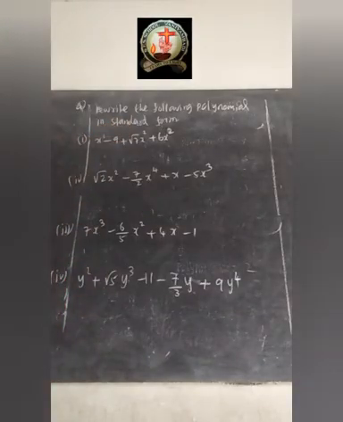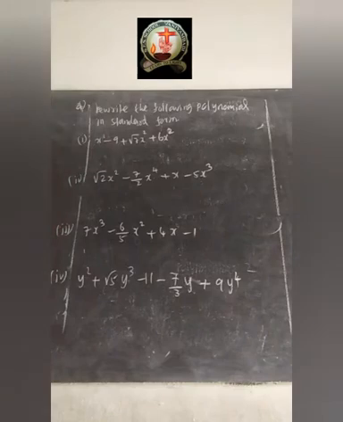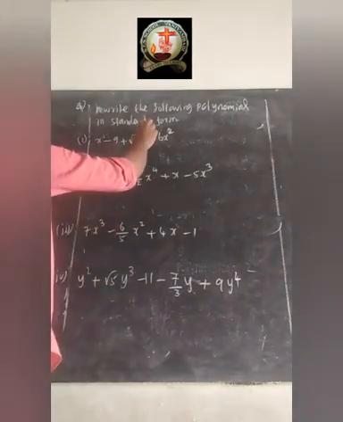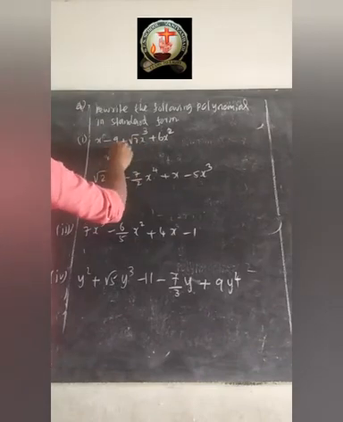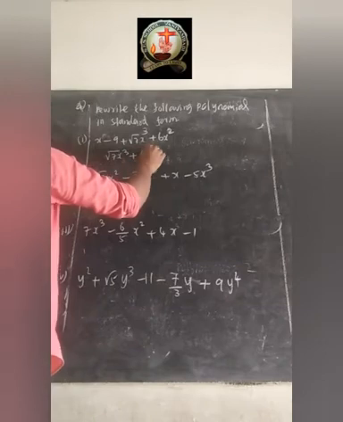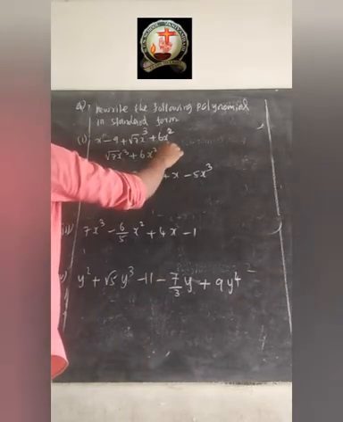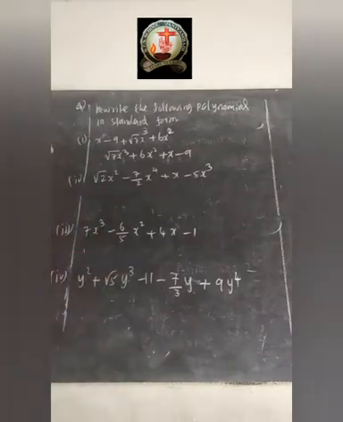Standard form means we have to write in ascending or descending order. Look at that. What is the highest power here? Root 7 x cube. Next, the lowest power, 6 x square, then plus x, then minus 9. So this is the standard form of this expression.